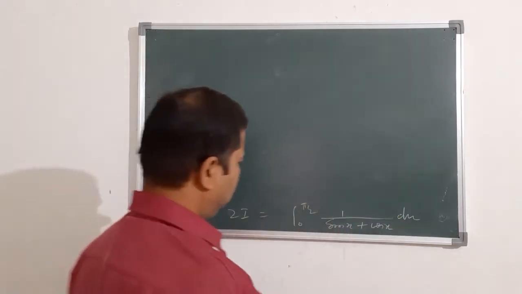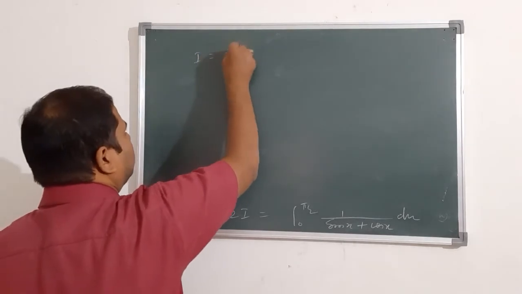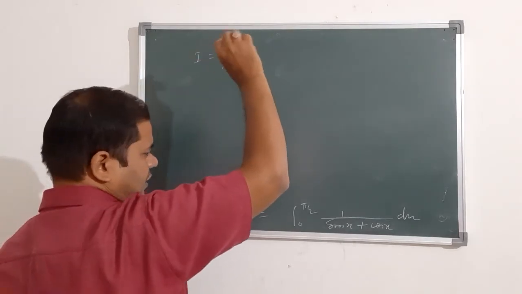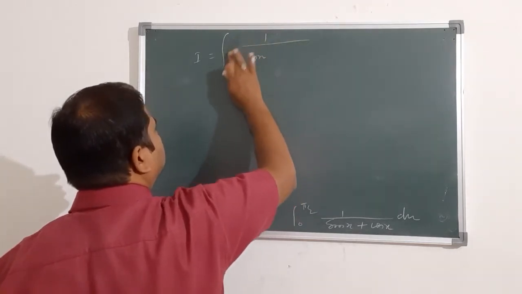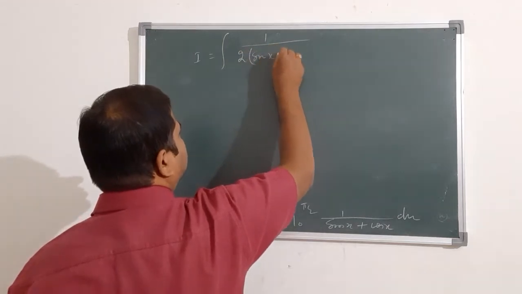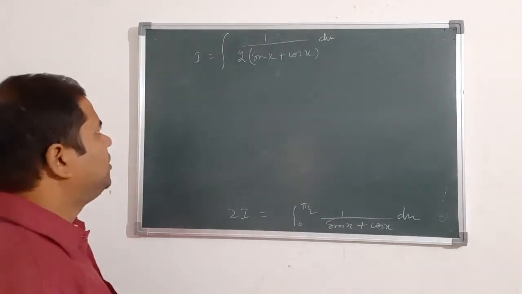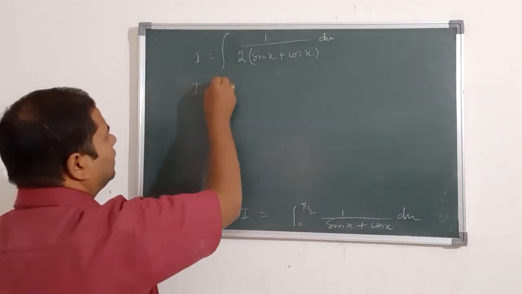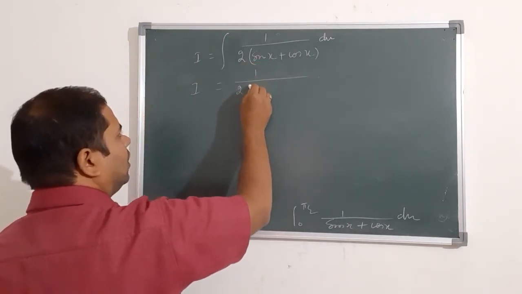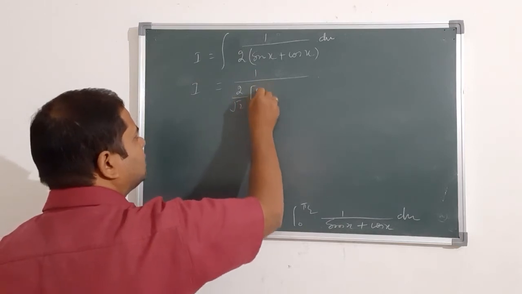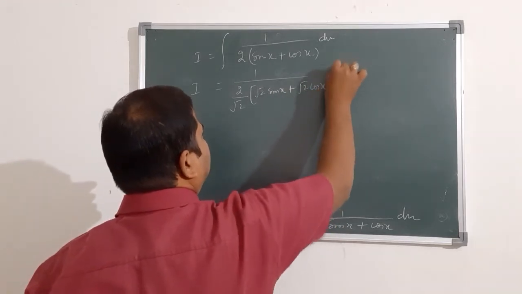Okay, so the question is now I is equal to the integral of 1 upon 2 sin x plus cos x dx. Now dividing and multiplying by 1 upon root 2, and this is nothing but root 2 sin x plus root 2 cos x dx.